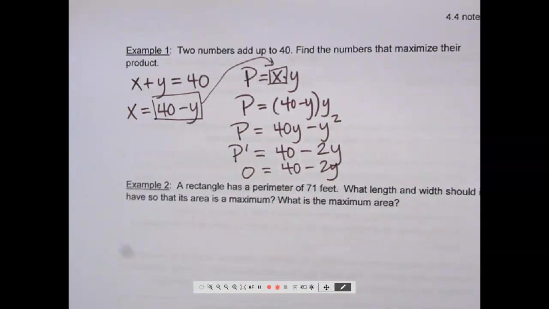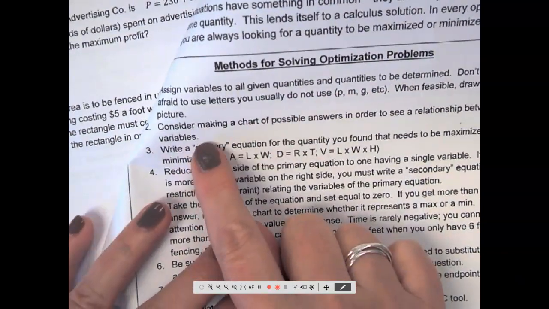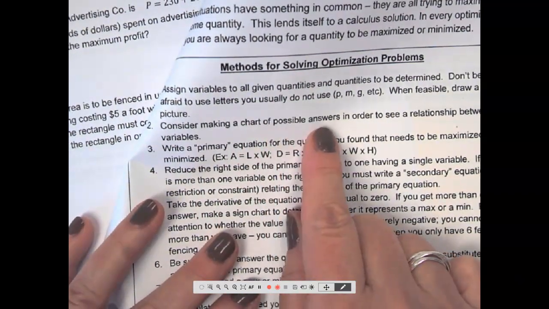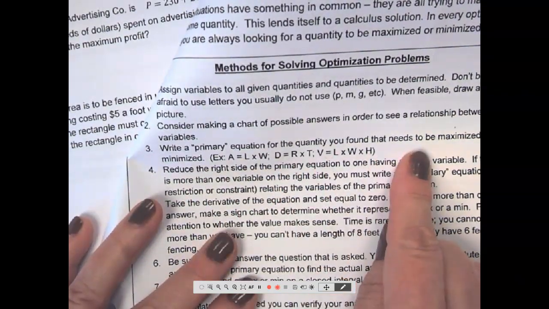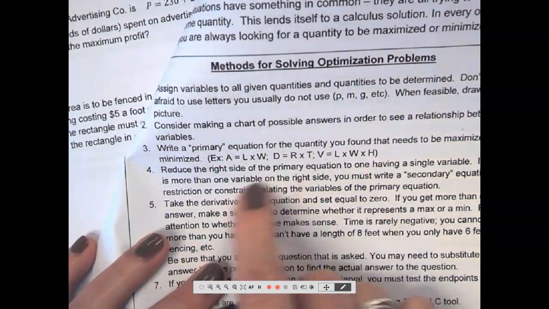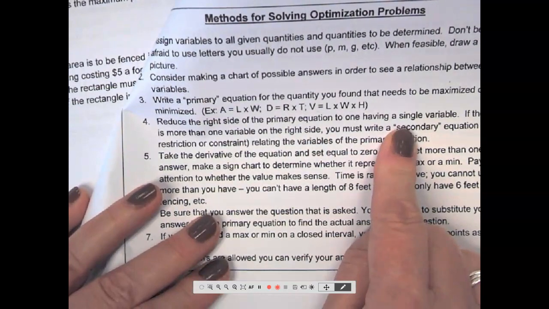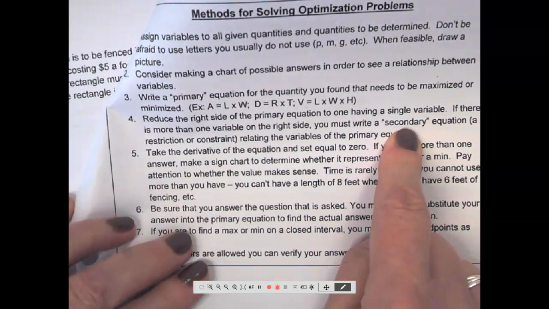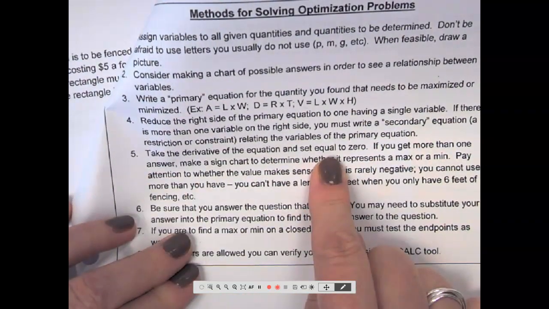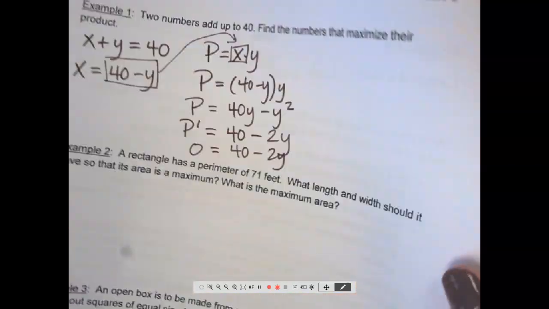Okay, so let me go back to the steps just for a second. All right, so we assigned variables to the problem. We did not make a chart of possible answers. Y'all kind of actually did that in your head. We wrote the primary equation that we wanted to maximize. That was our product. We had to change the right-hand side of that equation to only have one variable, and we did that by using the secondary equation. We took the derivative, we've set it equal to 0. Okay, so let's see how many solutions we get to this.